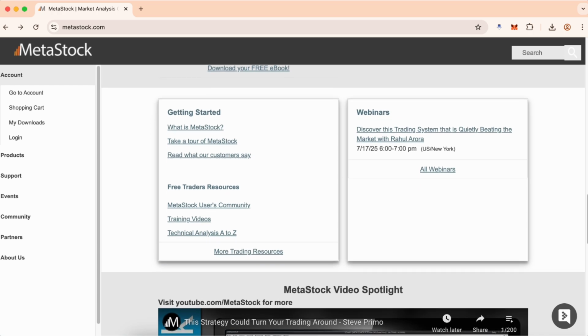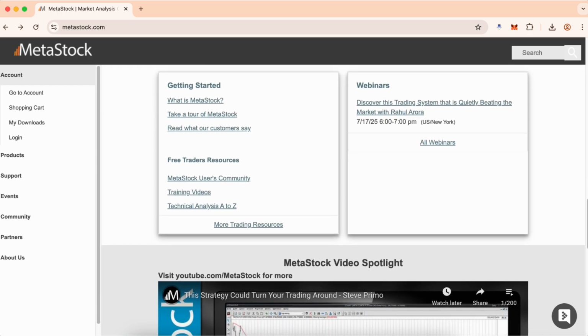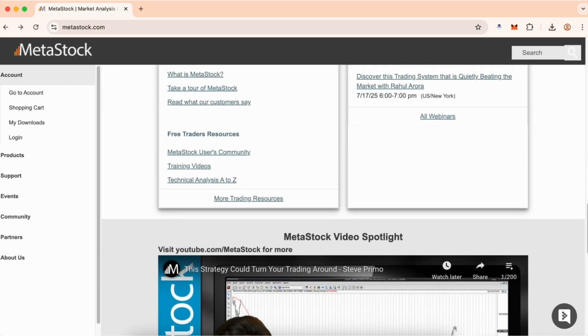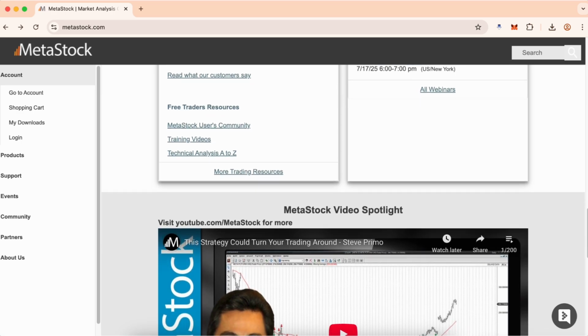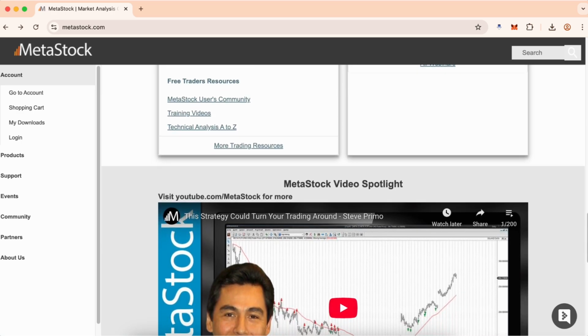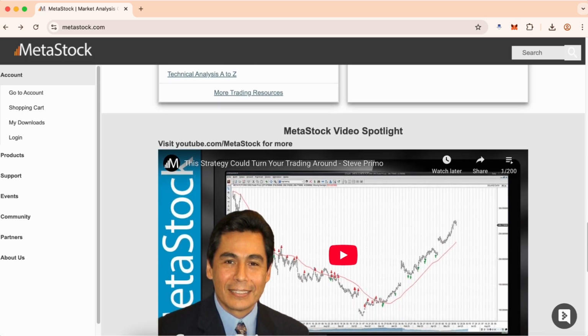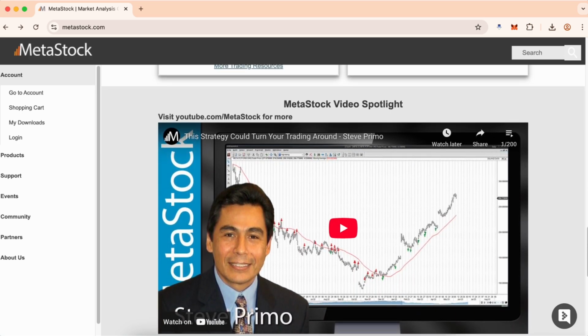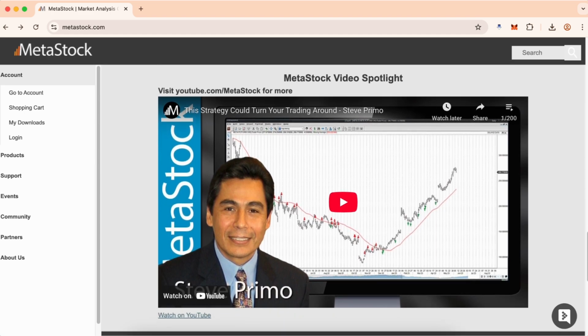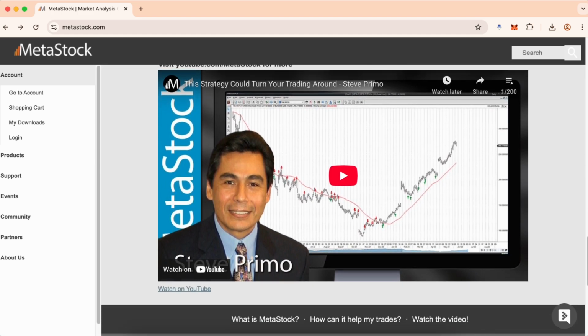The software is incredibly stable. I haven't experienced any crashes or significant bugs during the testing period. The customization options are extensive. You can create your own layouts, save different workspace configurations, and even program custom indicators using MetaStock's formula language. If you're a power user who loves tweaking settings, you'll feel right at home.